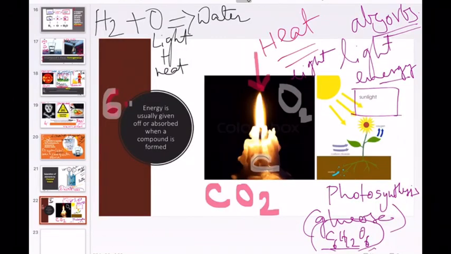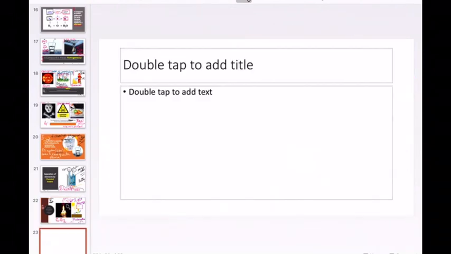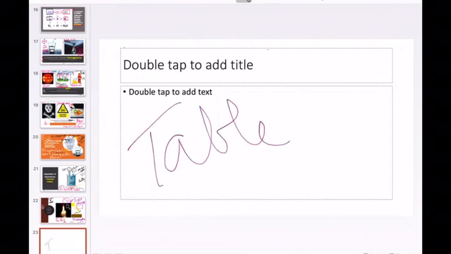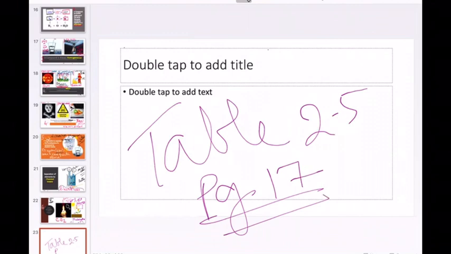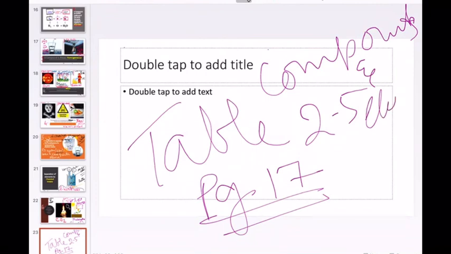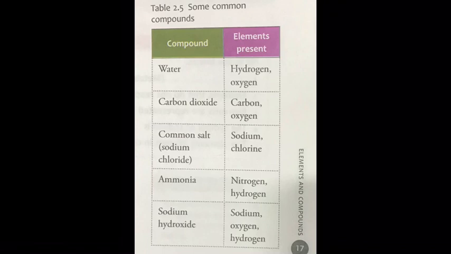So students, these are the few properties of compounds which you need to learn by heart, along with the examples showing the individual properties. Along with that, you need to learn table 2.5, page number 17, showing the compounds and their elements. You'll have to learn this.